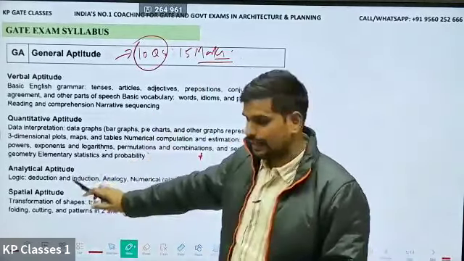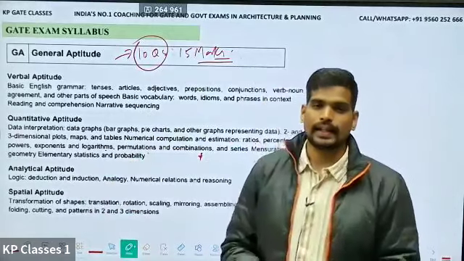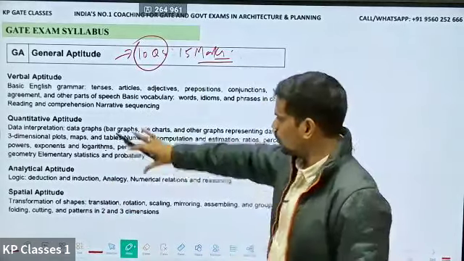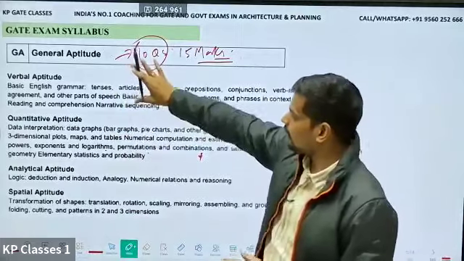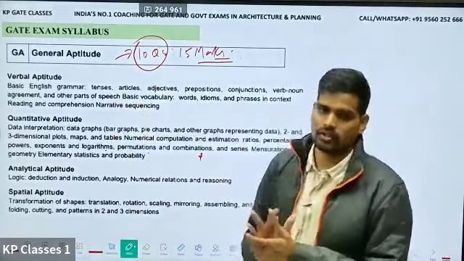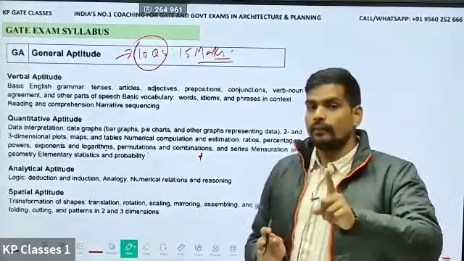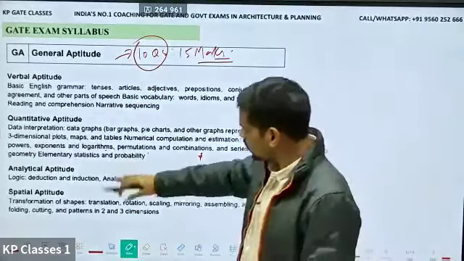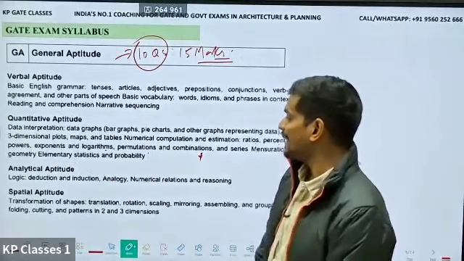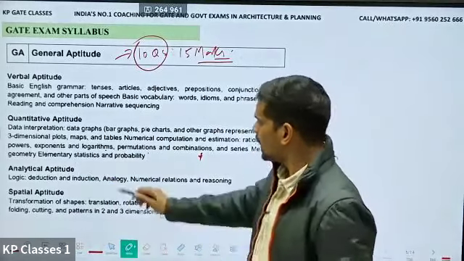These two topics, analytical and spatial aptitude, were introduced in the 2021 paper only. Before that, only the other two parts were a part of it. There were around five questions of verbal ability, five questions of quant, till the 2020 paper. From 2021, a new syllabus was introduced, so they started giving questions from analytical aptitude and spatial aptitude also.